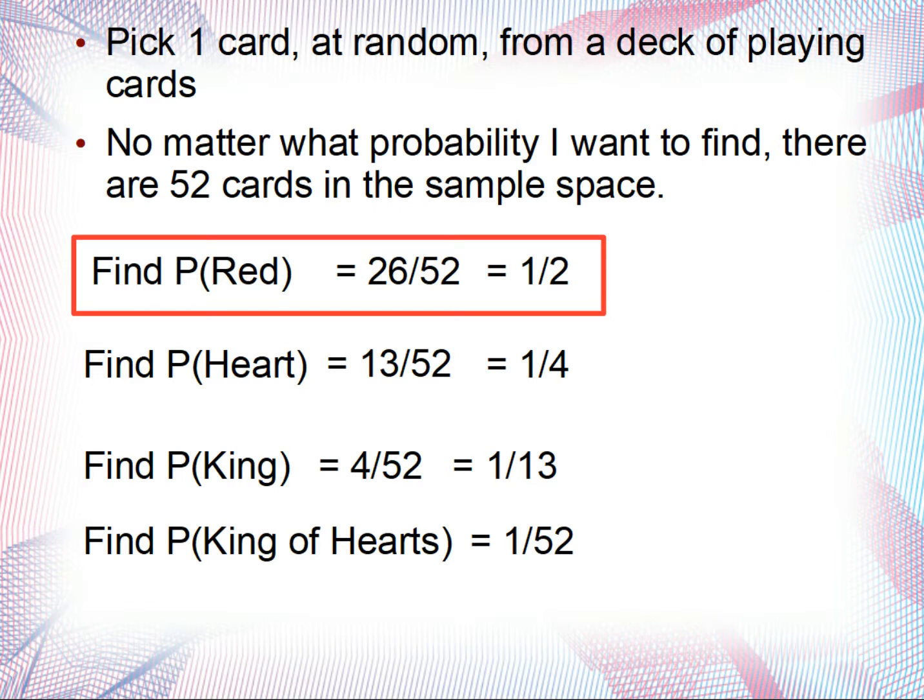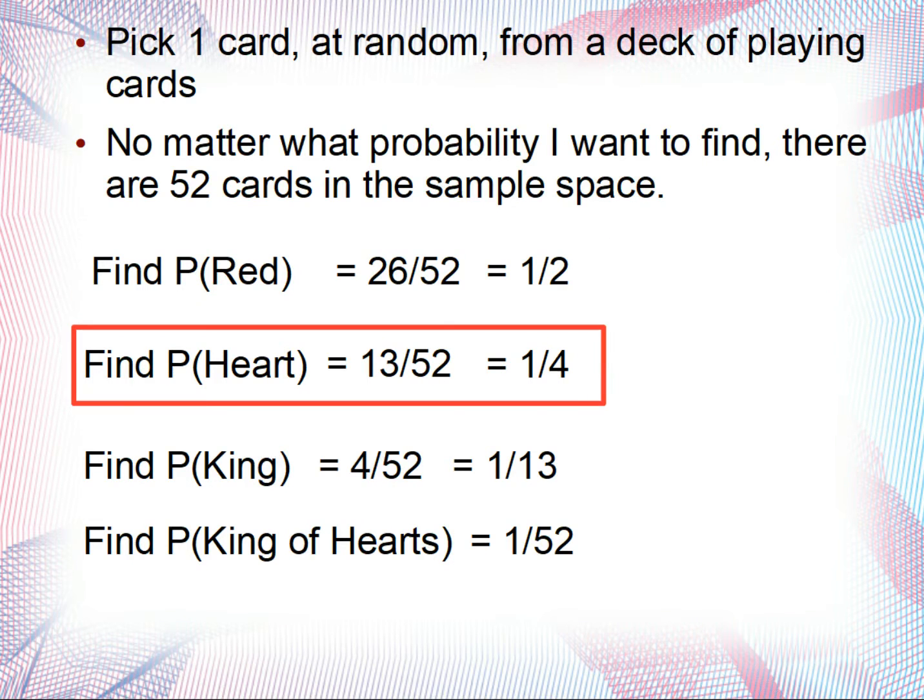The probability of getting a red card is 1 out of 2, or half, because half the cards are red. The probability of getting a black card is also half, because the other half of the cards are black. Likewise here, when we want to find the probability of any individual suit, there are 13 of each suit. So the probability of getting diamonds is also 13 out of 52. The probability of getting spades is also 13 out of 52. And the probability of getting clubs is also 13 out of 52, or 1/4.